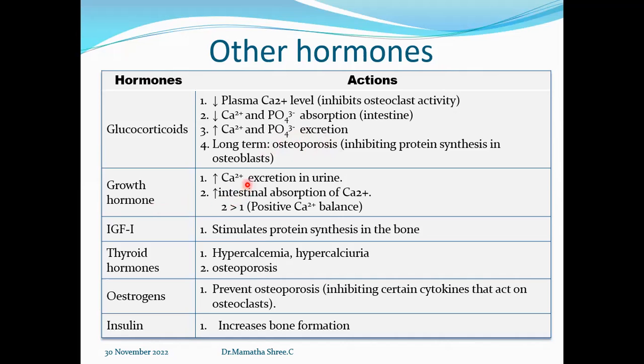Growth hormones increase calcium excretion in urine and they increase intestinal absorption of calcium also. But when both are considered, the increased intestinal absorption is more compared to that of excretion. Therefore, there is positive calcium balance maintained by growth hormone. Next is insulin-like growth factor 1, which stimulates protein synthesis in the bone. Thyroid hormones cause hypercalcemia and hypercalciuria. Okay, so whenever you treat a hypothyroid with excess of thyroid hormones, there are chances of osteoporosis. Estrogens prevent osteoporosis by inhibiting the cytokines that act on the osteoclasts.